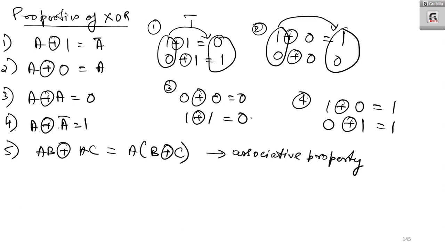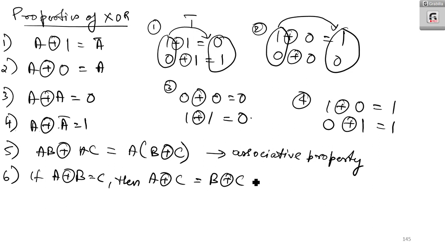And the last property, the sixth one, is if A XOR B is equal to C, then we can say that A XOR C is equal to B, and B XOR C is equal to A. And again, if A XOR B is equal to C, then we can say that A XOR B XOR C is equal to 0.